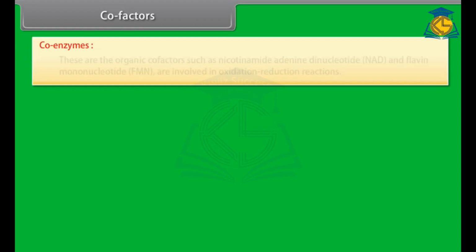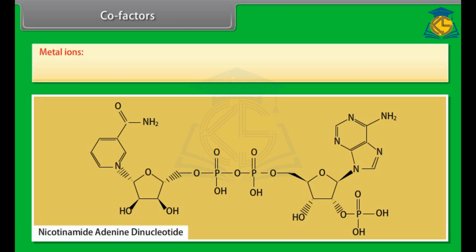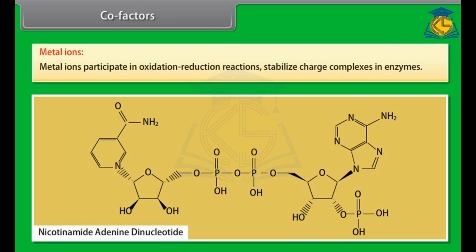Cofactors. Coenzymes. These are the organic cofactors such as nicotinamide adenine dinucleotide, that is NAD, and flavin mononucleotide, that is FMN, are involved in oxidation reduction reactions. Metal ions. Metal ions participate in oxidation reduction reactions and stabilize charge complexes in enzymes.